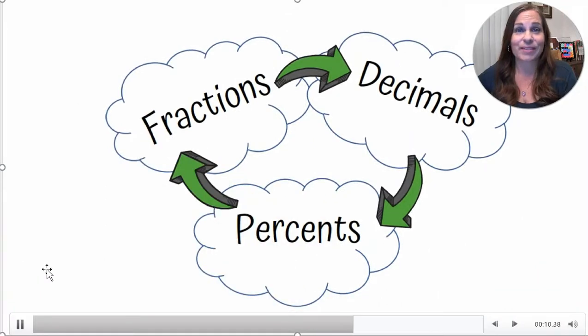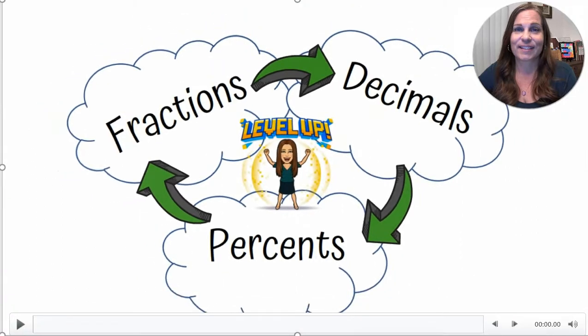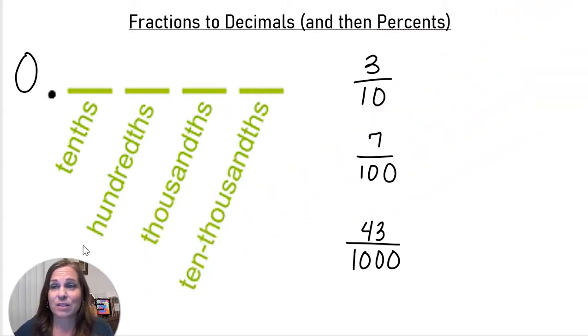Fractions, decimals, and percents. So as we look at converting fractions to decimals, we'll look at that first. We need to keep in mind what the place value system is for decimals. The first spot is the tenths place, then the hundredths, then the thousandths, then the 10,000ths. So if I can rewrite any of these fractions so that the denominator is one of these values, then easy, job done. So let's try.